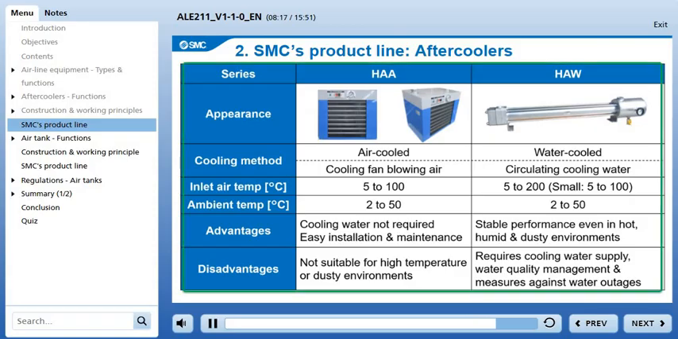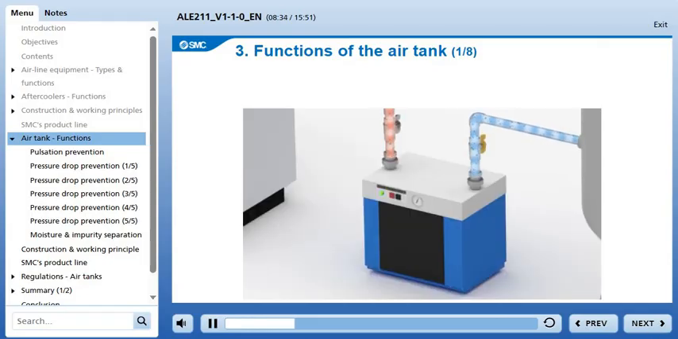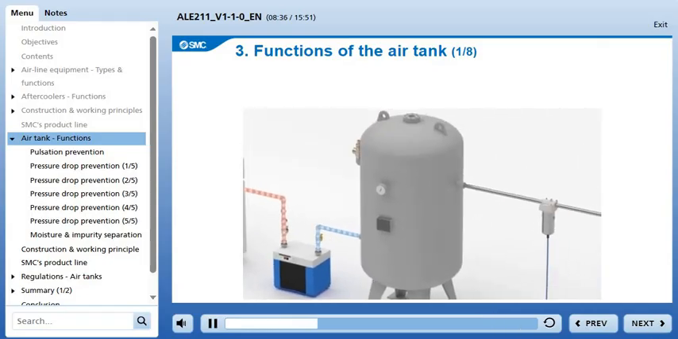Thus, the features of aftercoolers differ depending on the cooling method. Users should select the appropriate model to suit the operating conditions at their production site. In this section, we will look at air tanks. By storing compressed air, an air tank performs three functions.